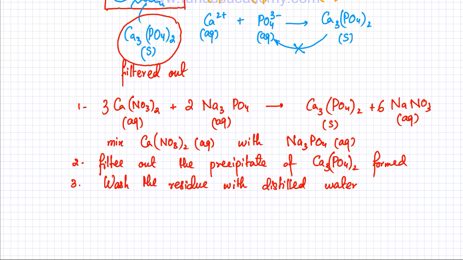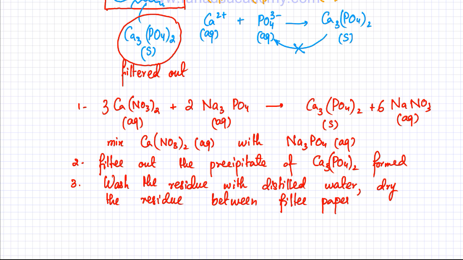And once you have washed the residue, you're going to dry the residue between filter papers. There are many methods of drying. You can put the residue in the sun. You can bake it in an oven. So the residue would be dried in that way. So that's how an insoluble salt, calcium phosphate, would be formed.